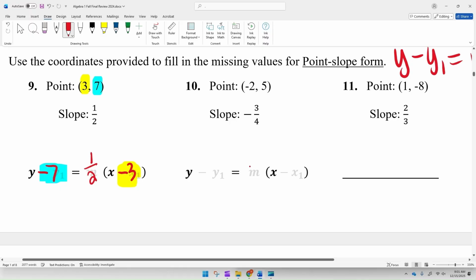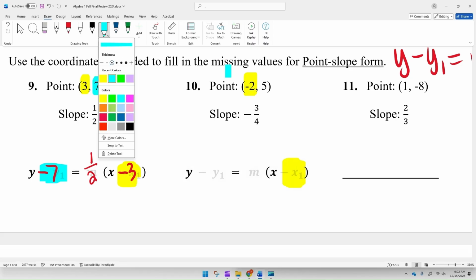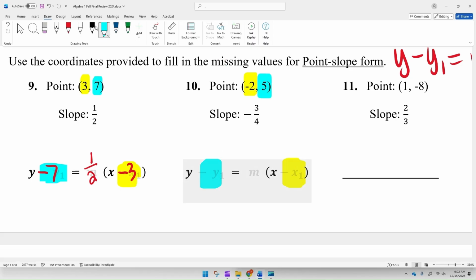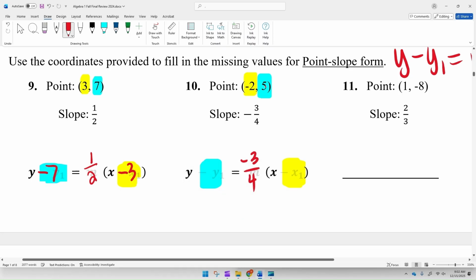So prime example number 10. Okay, we've got x, we've got y, and I'm keeping it in blue and keeping with what we've been doing. This slope does not change. It's not the opposite. It is what it is. Okay, that 5, since it's positive, is negative 5. This 2, since it's negative, becomes plus 2. So all you got to remember is that the point is opposite.